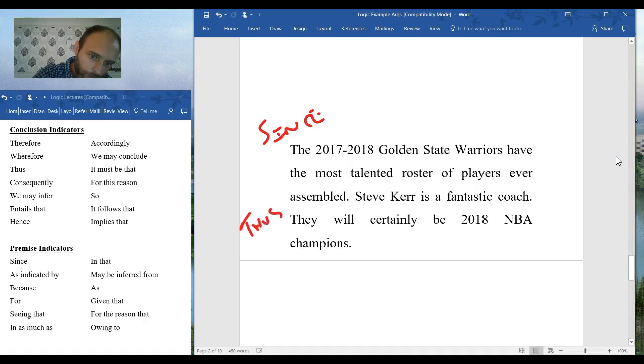let's use thus because it's shorter. Thus, they will certainly be 2018 NBA champions. And let's see if that makes sense. So if the Warriors have the most talented roster of players ever assembled, and they also have a great coach, those are two good reasons why we should suspect that they're going to win the NBA championship next year. And this way of looking at the argument makes sense.